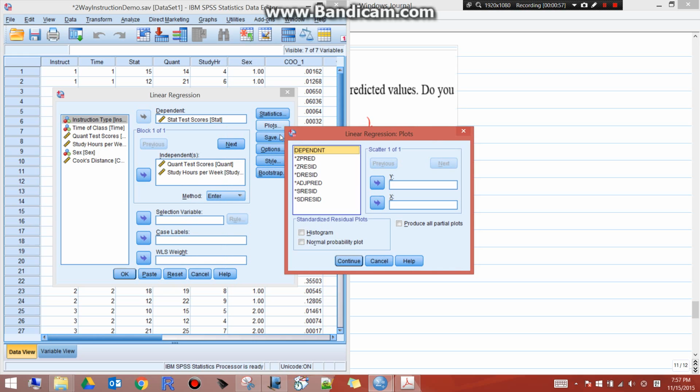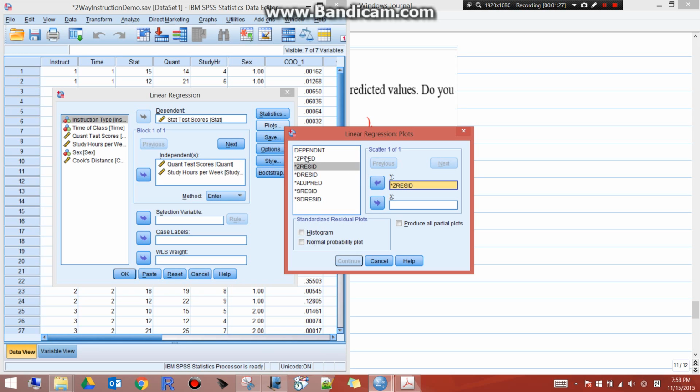So go to Plot. Let's move ZRESID. What does this mean? Actually, Z means standardized and RESID means residual. So that means standardized residual, right? So move standardized residual to Y.